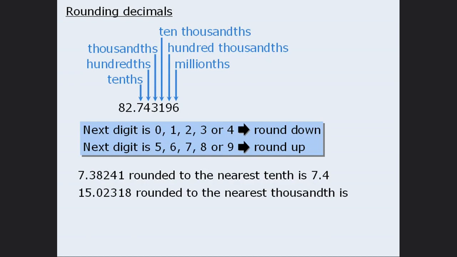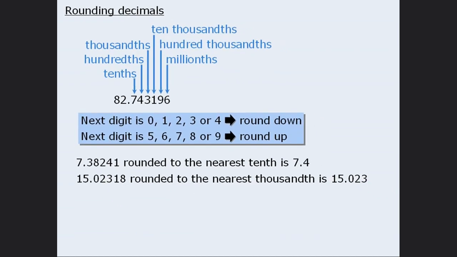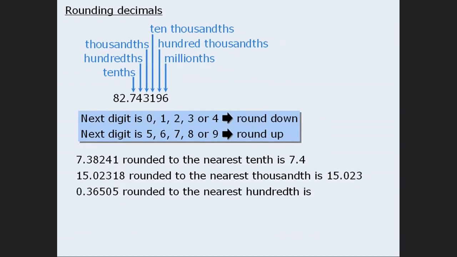Similarly, if we want to take this number and round it to the nearest thousandth, we first locate the digit in the thousandth position and then examine the digit to the right of it. Since this digit is a 1, we must round our number down to 15.023.